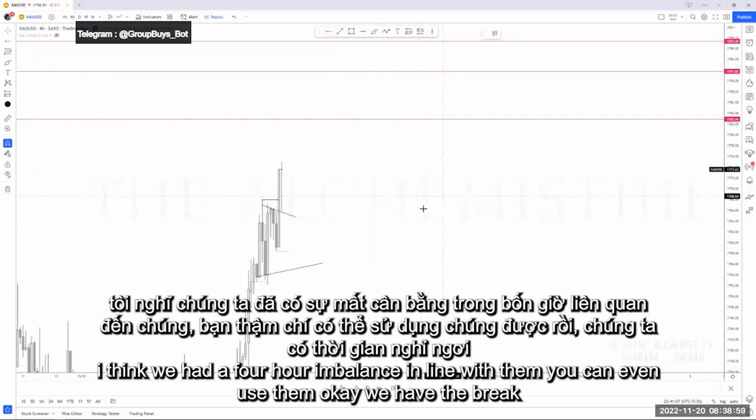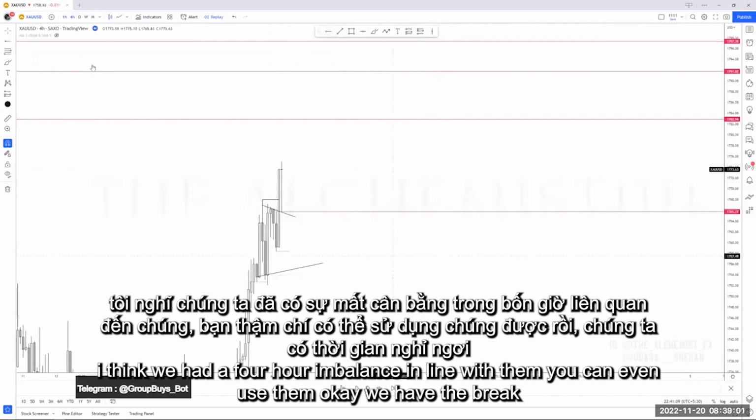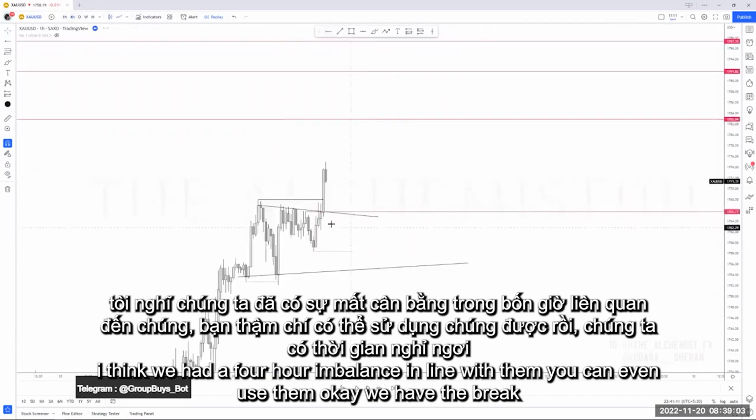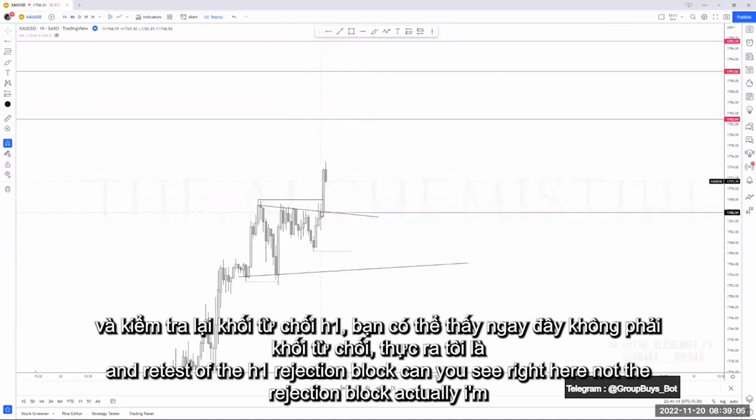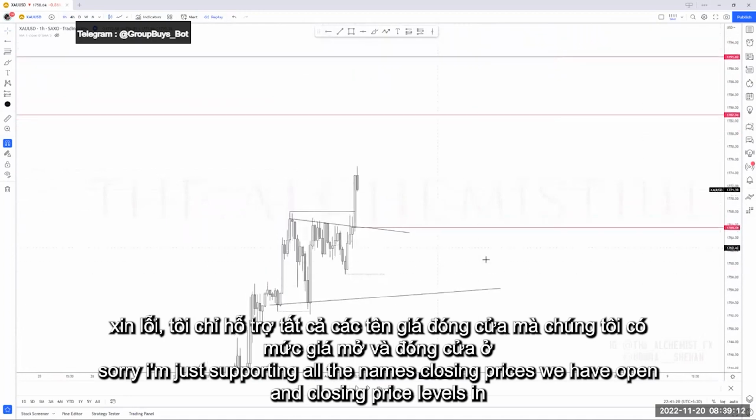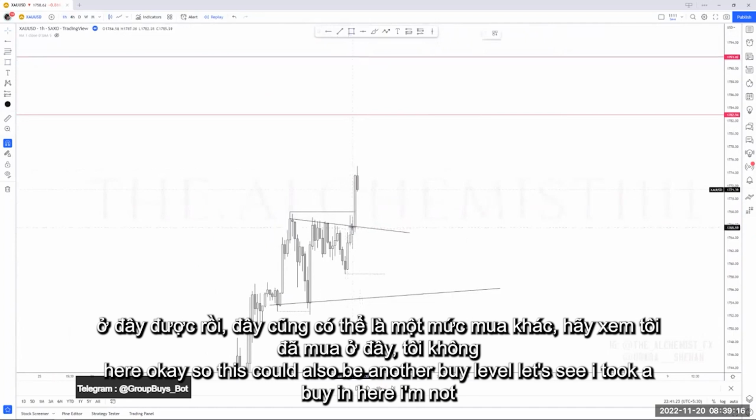I think we had a 4 hour imbalance in line with them. You can even use them. Okay, we have the break and retest. The H1 rejection block. Can you see it? Right here, not the rejection block. Actually, I'm sorry, I'm using all the names. Okay, so closing prices. We had the open and closing price levels in here. So this could also be another buy level.